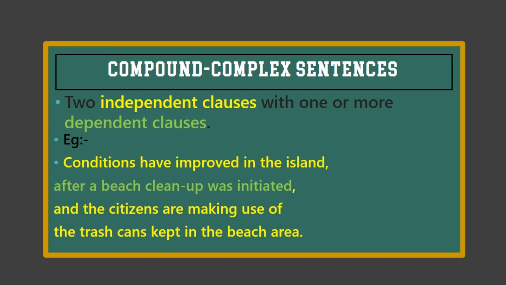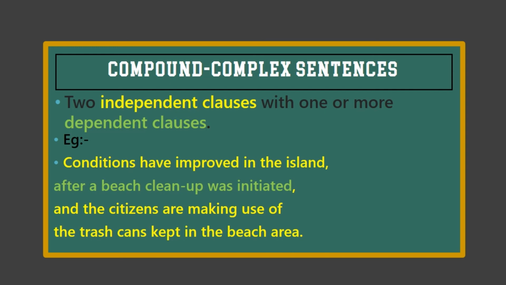In this sentence, if I remove the part in green and I read out the sentence, conditions have improved in the island and the citizens are making use of the trash cans kept in the beach area. This still makes perfect sense, right? This part in green, after a beach cleanup was initiated. Now this is additional information which we are including into the sentence to make it a little bit more complex.